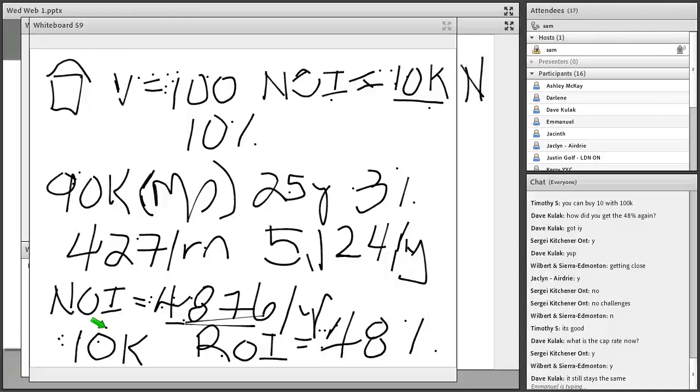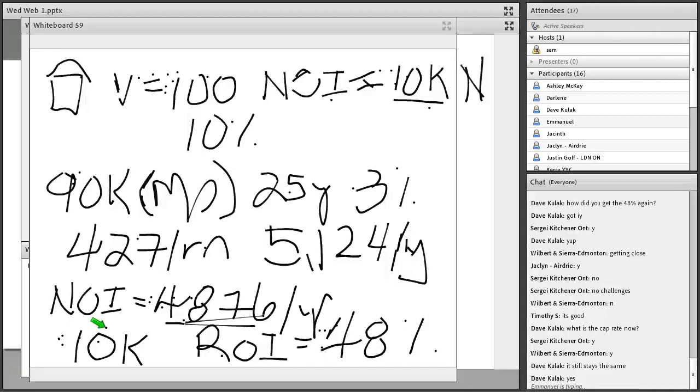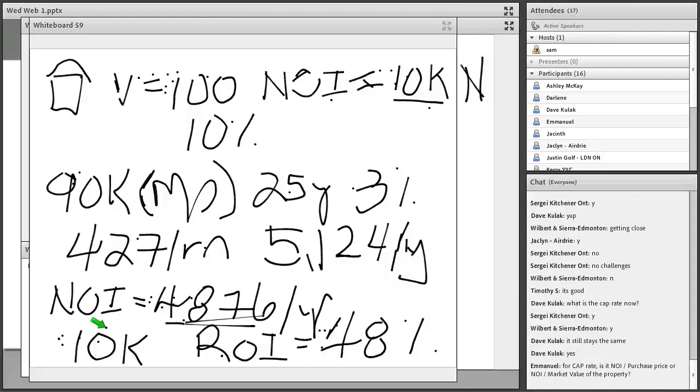It still stays the same. What do you mean the cap rate's still the same? Yeah, the cap rate doesn't change. The cap rate's not going to change because what is cap rate?